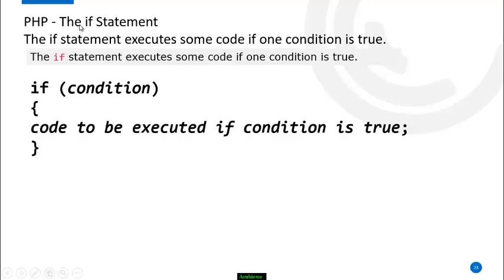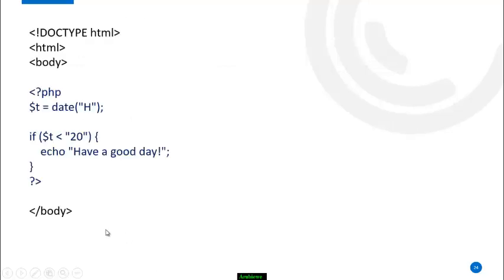So the PHP if statement executes some code if one condition is true, which we did. This is a sample. If condition, then we put the code we want to execute in between the block, the curly brace brackets, in the block of the code. We also have, okay, look at this. This is another example of code.